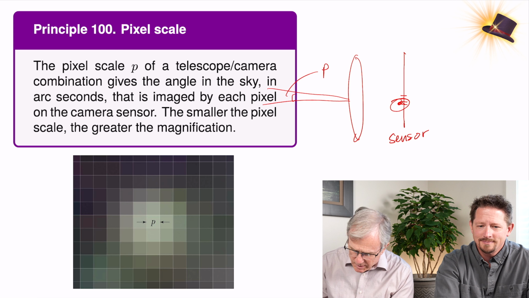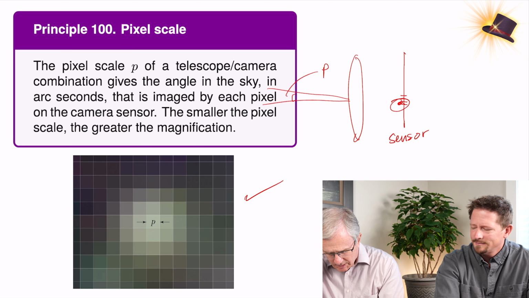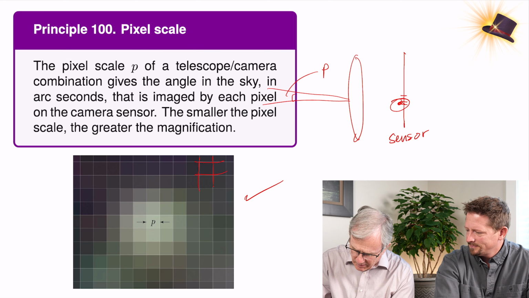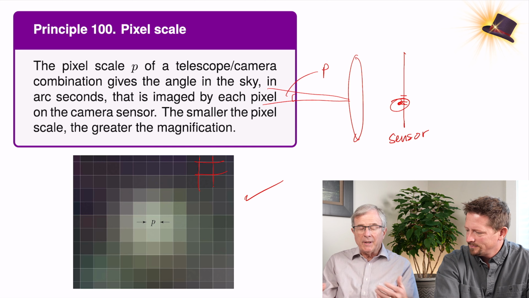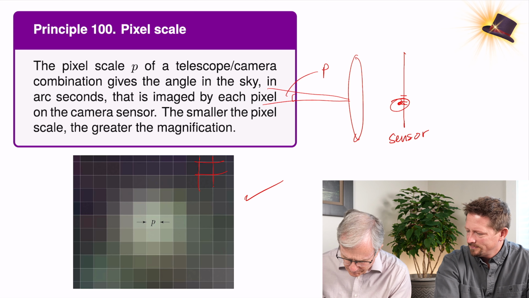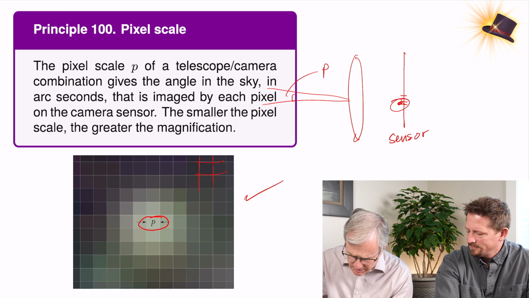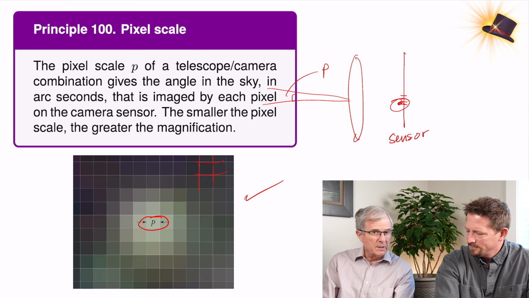Very important. This is an image of a star that I took from one of our photographs. The white lines, here, here, here, and here, are showing the actual pixels in the image. And the size of the piece of sky that's imaged by that central pixel, or by any of the pixels, is given by the pixel scale, little p.